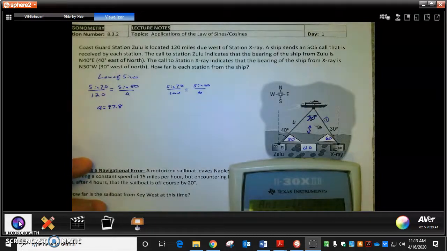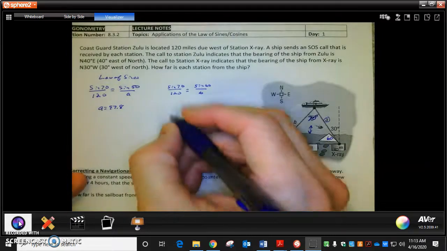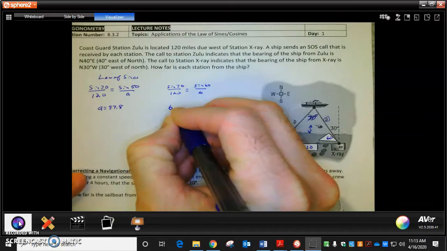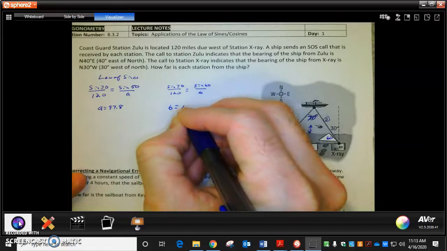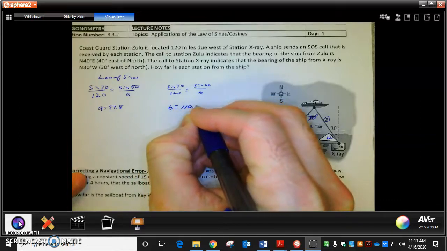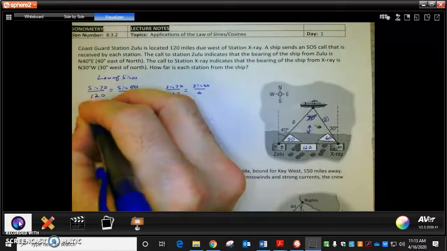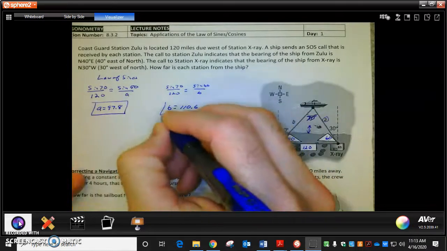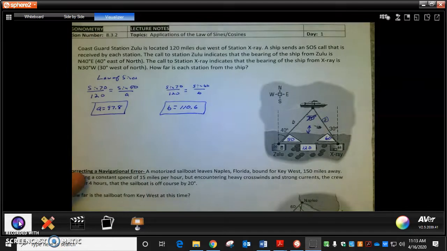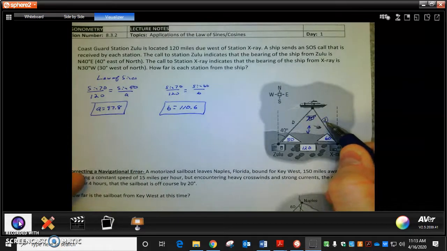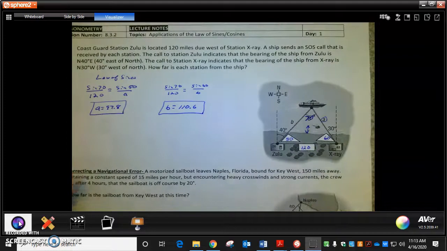Okay, so that's 97.8, and then you're going to do the same for B. So go ahead and do B. I will do it too. And you should get B to be like 110.6. Okay, so there's your two distances, and that's all you were asked to find on this problem. So in this story problem, A is shorter than B, so X-ray is the one who's going to send help because they're closer and it'll get there faster.